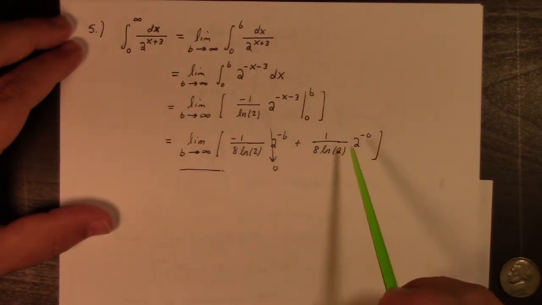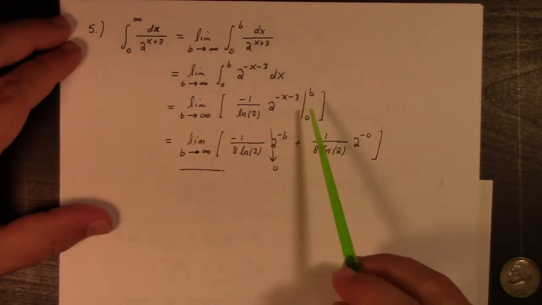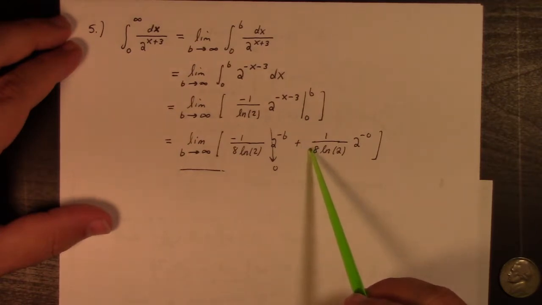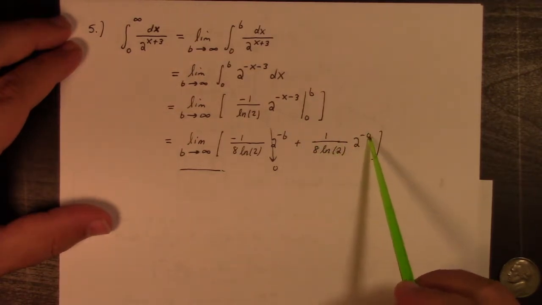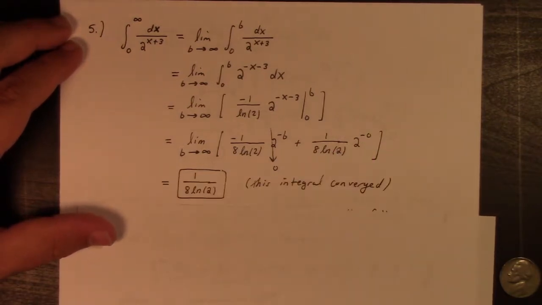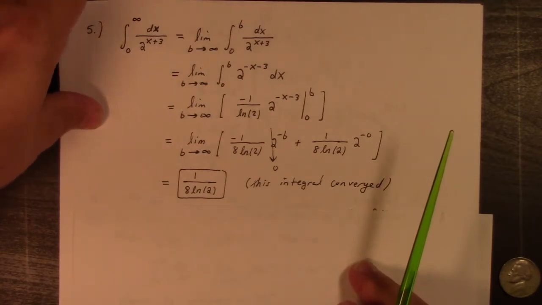Anyway, minus a minus gives me a plus from the FTC, like f of b minus f of a, so to speak. Here a is 0. Anyway, I get that. So 2 to the minus 0 is 1, and what do we get? We get 1 over 8 log 2. There you go. This is again a convergent integral.